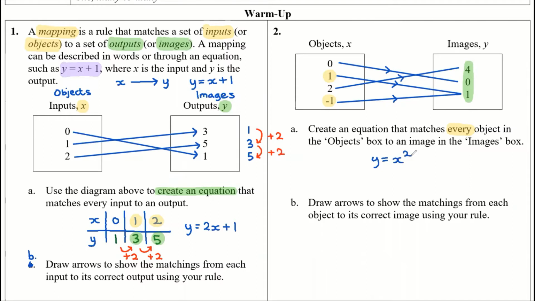Okay, so I hope that makes sense. So this is a different type of mapping. So this is not what you call a one-to-one mapping like you see in question 1, but it's a mapping nonetheless.